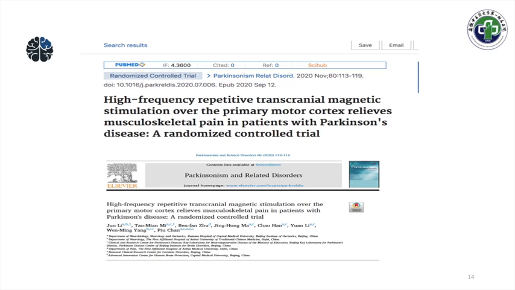So, in conclusion, our findings suggest that M1-targeted high-frequency rTMS alleviates MSP, reduces motor symptom severity, and improves quality of life for patients with PD and MSP. And it can serve as an adjunctive therapy for alleviating MSP in PD patients.